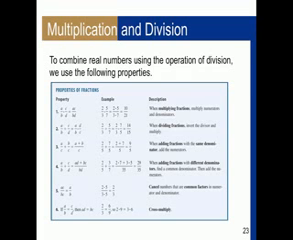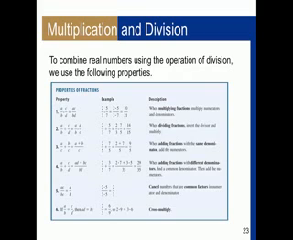To combine real numbers using multiplication and division, we follow these properties. Just going through them real quick with you. Number 1: a over b times c over d, we multiply across the top and across the bottom, and we get ac over bd. Number 2: a over b divided by c over d. We flip that second fraction and multiply across, so we end up with ad over bc.